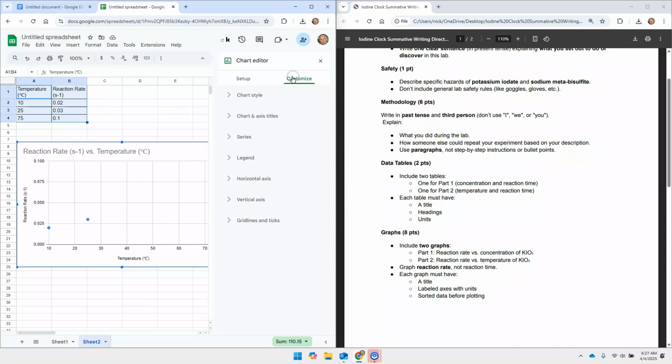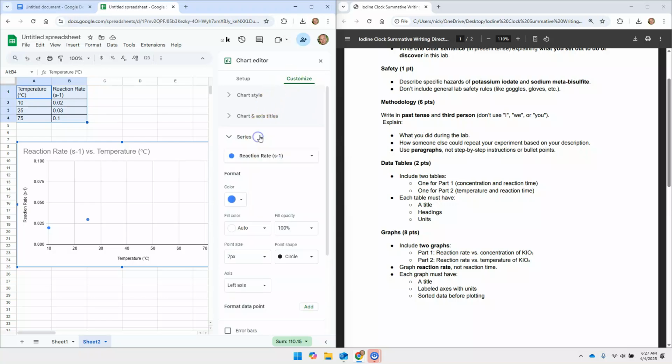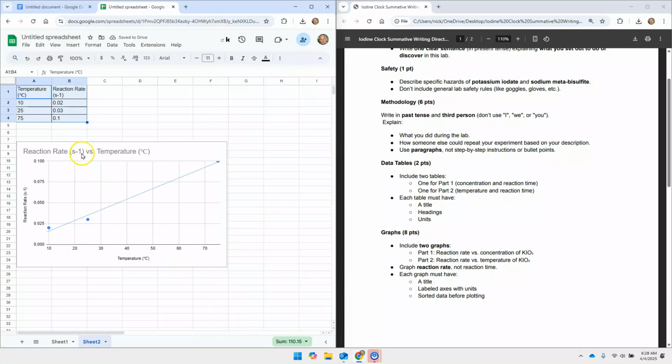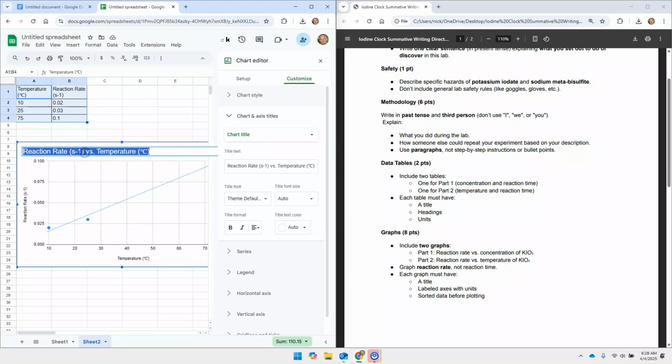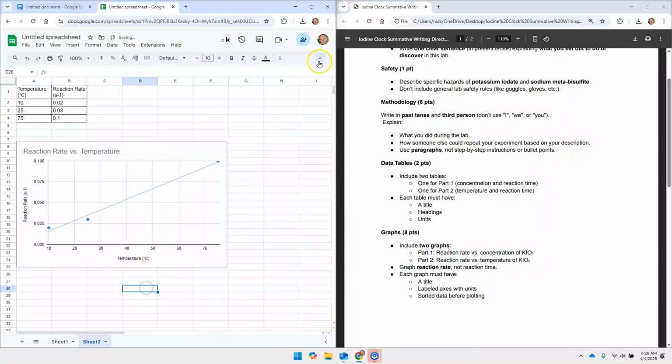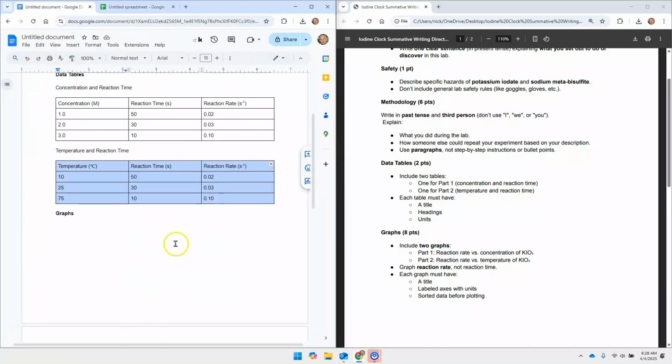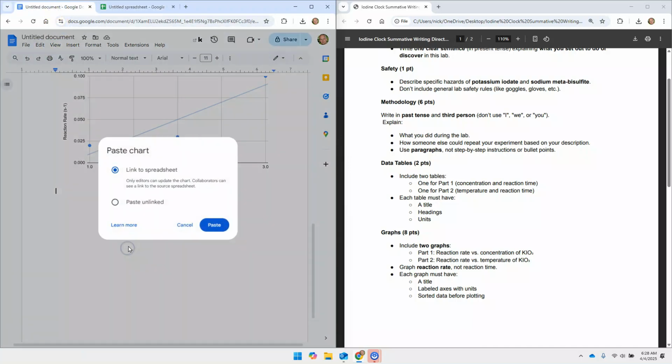So I'm going to go up to Customize, Series, and I'm going to click the box for trend line. So that'll show me my trend here. I'm going to delete my units from the title just to make it look a little cleaner. And again, I'm going to click on it. I'm going to go up to Edit, Copy, and I'm going to paste in my graph right here.